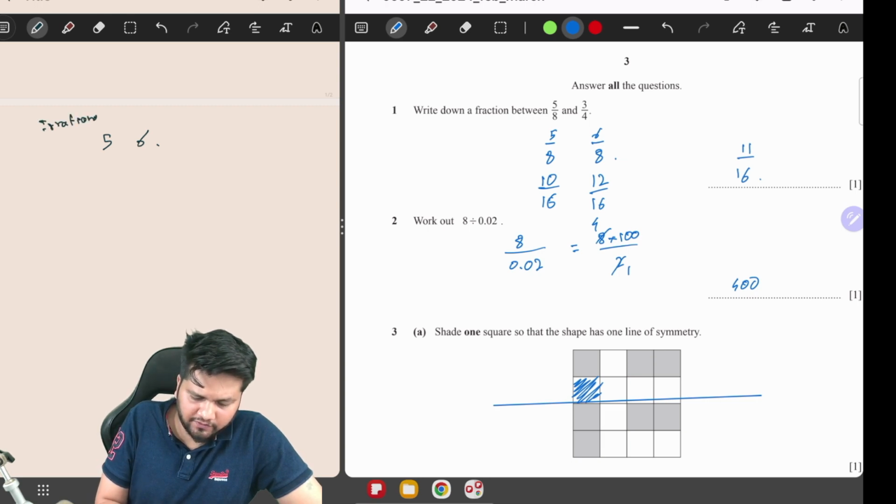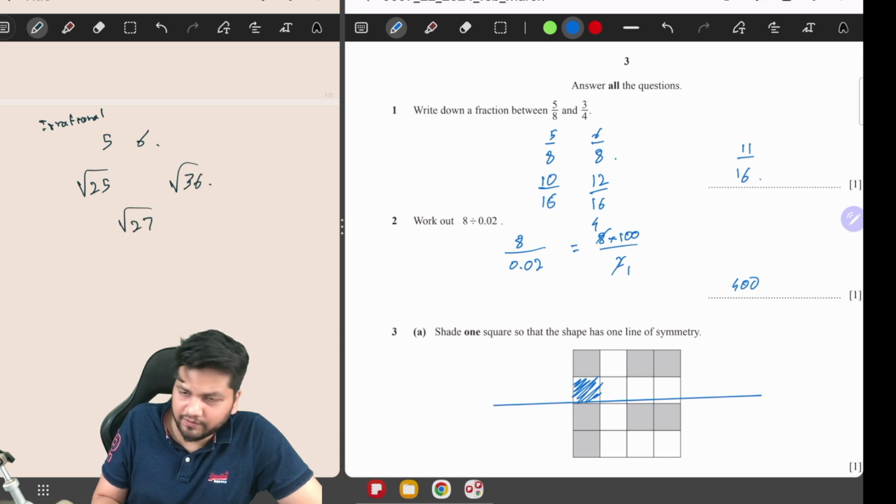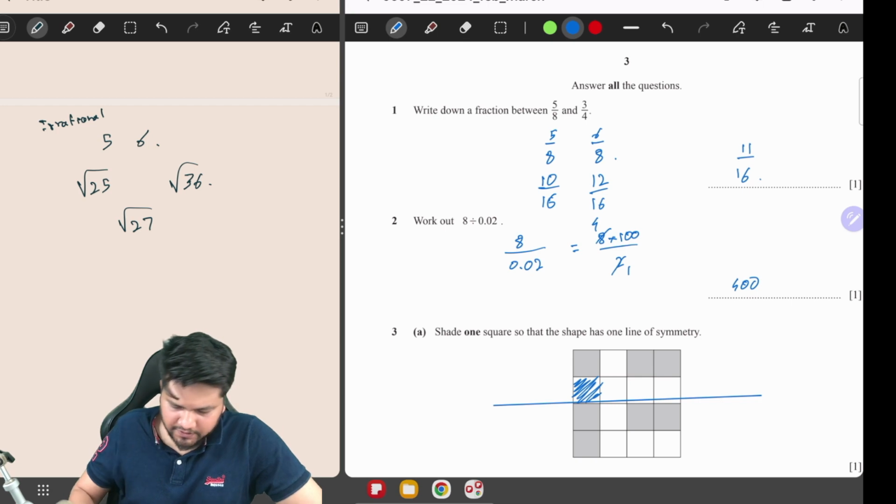For that, all you have to do is convert that 5 into root form. So it's going to be root 25. And 6 would be root 36, so you can pick any number between them. So it's going to be root 27, root 26, root 28, 30, 31, 32, whichever you like.